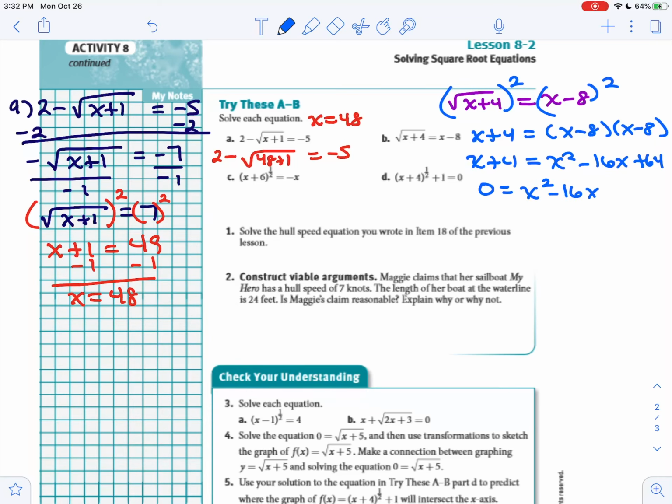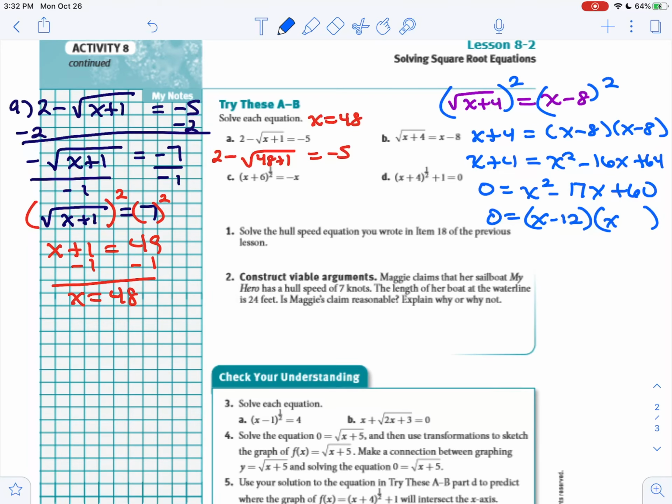We have a quadratic equation. And to solve a quadratic equation, we want to set it equal to 0. 0 equals x squared minus 16x. And then, nope, it's going to be minus 17x if we subtract x on both sides. And then subtract 4, we get plus 60.